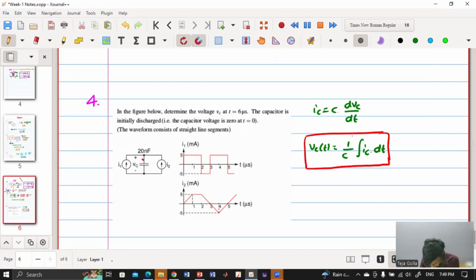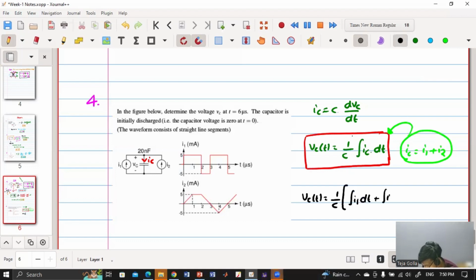So now we will come back to the question. Say this is IC. Can you tell me what is the value of IC in terms of I1 and I2? I1 plus I2. Yes. So IC is basically I1 plus I2. Now you substitute this in this expression. Now what we'll be getting? We'll be getting VC of t is equal to 1 by C under bracket integral I1 dt plus integral I2 dt.